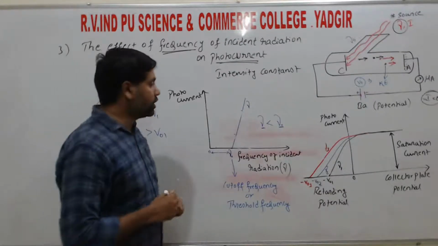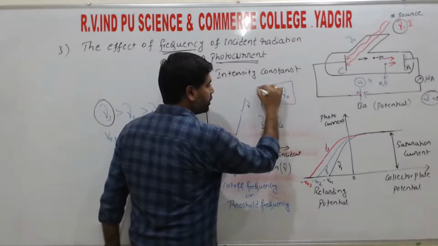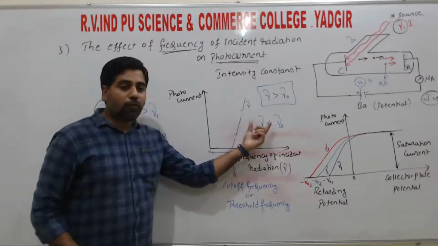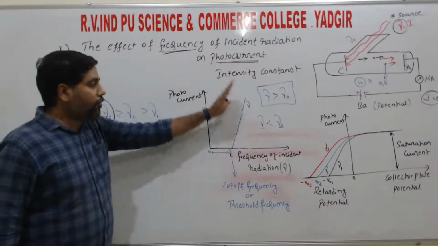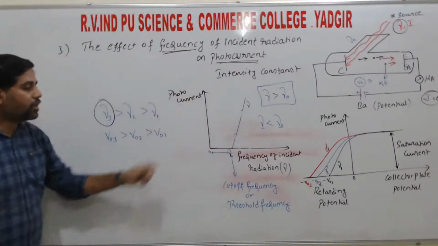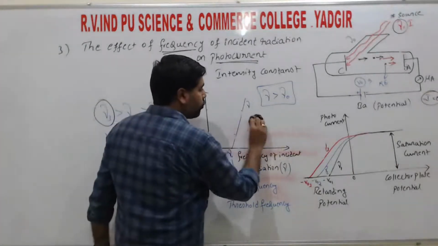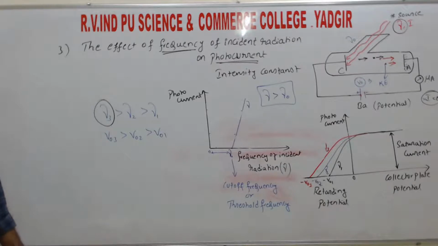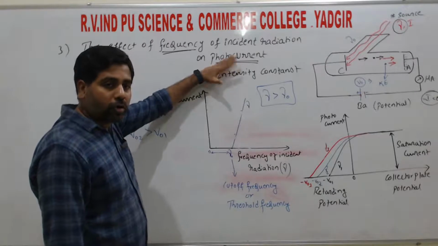For photo emission, the frequency must always be greater than the threshold frequency. Below the threshold frequency, there will be no photo emission, right? For photo emission or the photoelectric effect, we need a minimum energy. The condition for photo emission is that the frequency must be greater than the threshold frequency, right? So this is the observation relating frequency to the photo current, right?